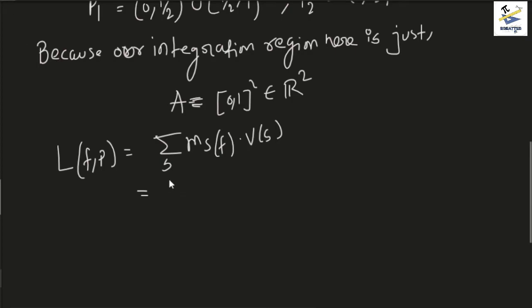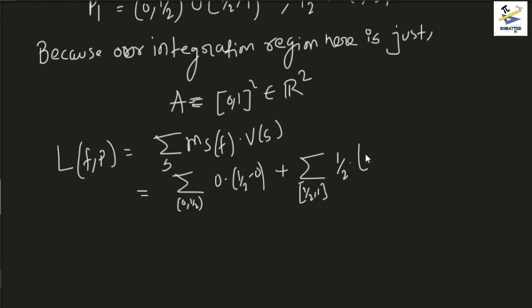So for the first rectangle, which is 0 comma 1 by 2, the minimum is 0 and the volume is half minus 0, right? And for the second rectangle, from half to 1, the infimum is 1 by 2, while the volume of S is basically 1 by 2 here. So it becomes 1 by 2.